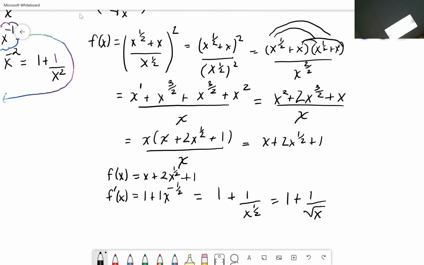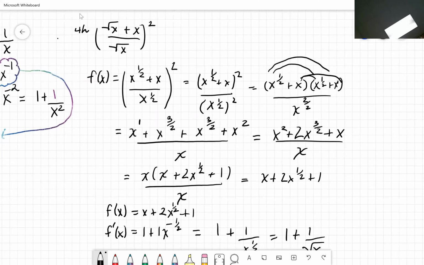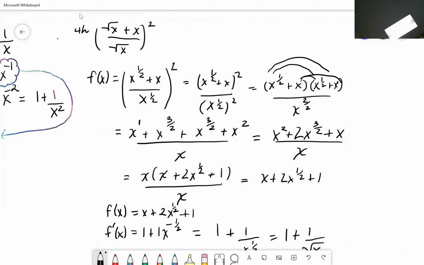Wow, is that simple? Can you check my answer? Make sure I didn't make a dumb mistake, but it looks simple to me. Maybe I'm right, maybe I'm wrong. I don't care. This is 4H. It's right. So this is a hand-picked question that comes out beautifully.